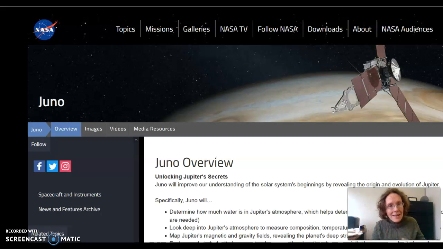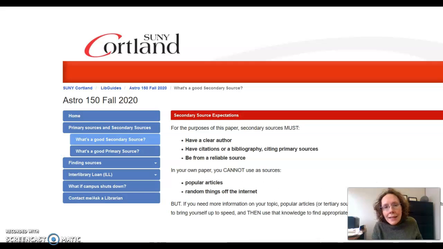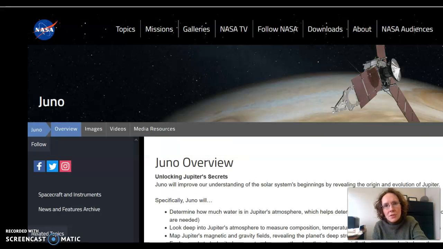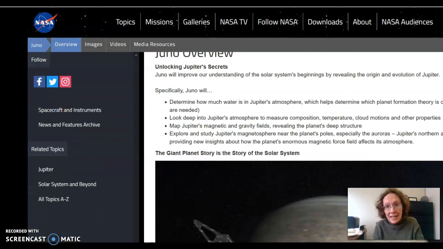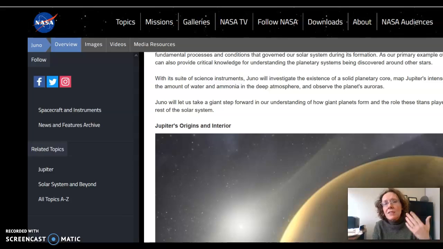And I realized, again, I'm going to rephrase this in the guide. For secondary source expectations, have a clear author. You could have thought, oh, well, NASA's a clear author. You actually need a person. So I'm going to clarify that. Also, for those of you who said it was a secondary source, you need citations. Have citations or a bibliography citing primary sources. There are no citations here. None. Nothing cited. This is an overview.